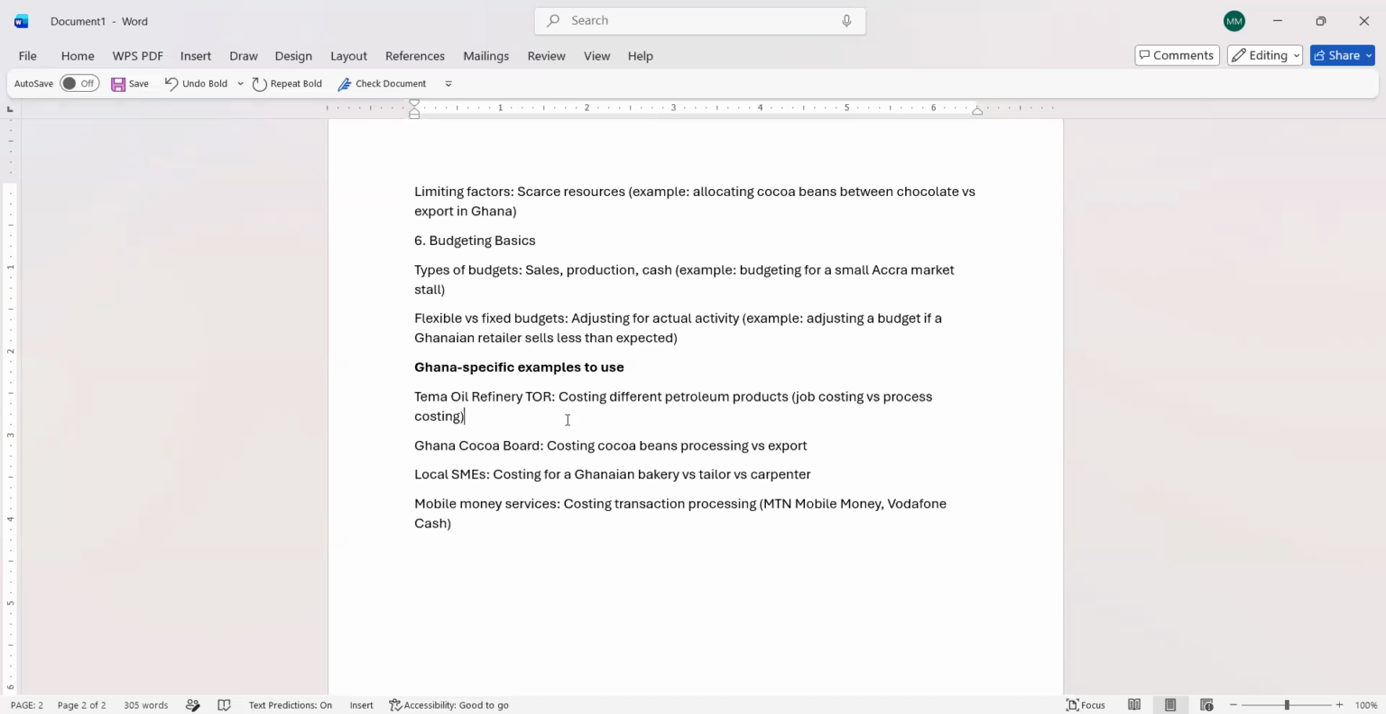When it comes to mobile money services, customer transaction processing, whereby MTN Mobile Money, Vodafone, and all those things, you consider some examples for us to see.